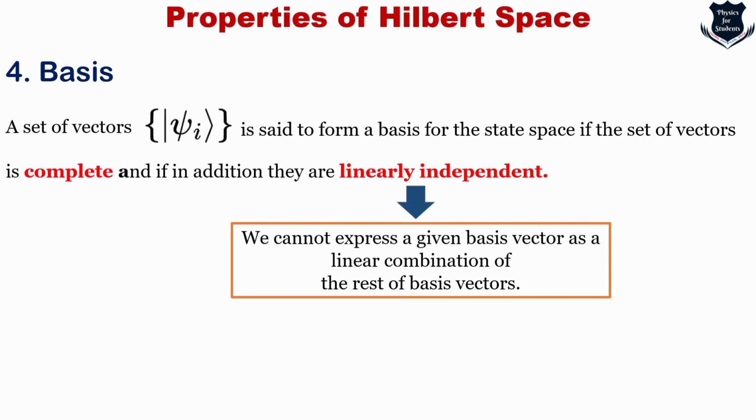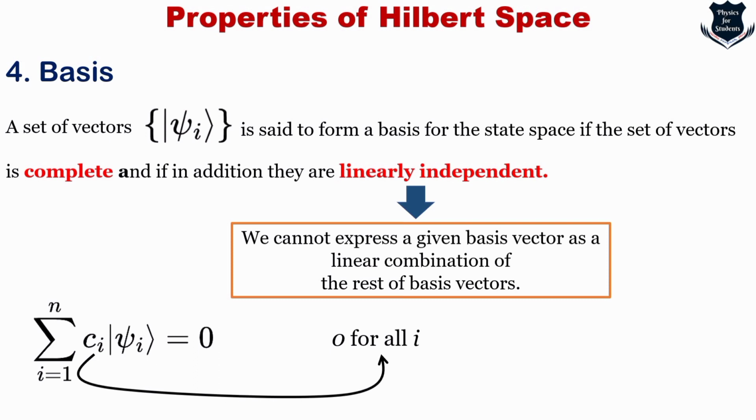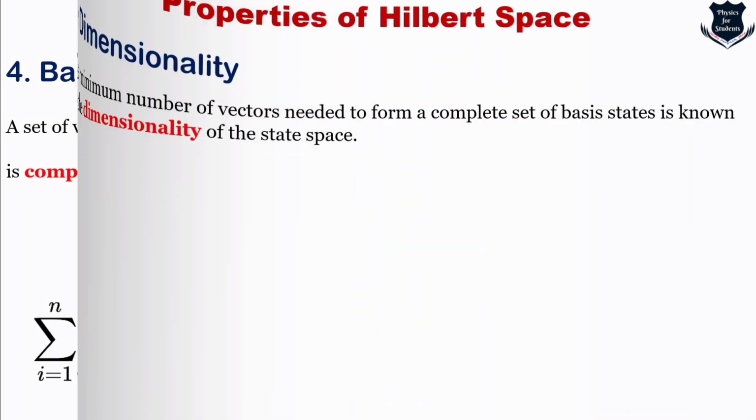So we can say it something like this, where Ci equals 0 for all i. So this is another important point. The set of vectors is said to form the basis when it is linearly independent. Okay, so what is the next property?